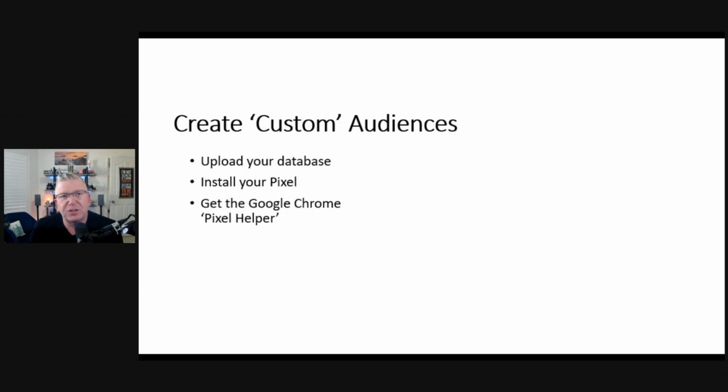Now, there's a few ways that you can do this. One of them is you can upload your own database. Now, if you have a larger database, it has to be probably over 1,000 for it to be worthwhile, you can upload your database into the back end of your ad account, and you can create a custom audience, and you can target those people. Now, these might be people that have been to your events. Maybe they're people that have downloaded one of your lead magnets. Maybe they're just people that have made an inquiry before, but you can upload all these databases and you can run ads directly to those people.